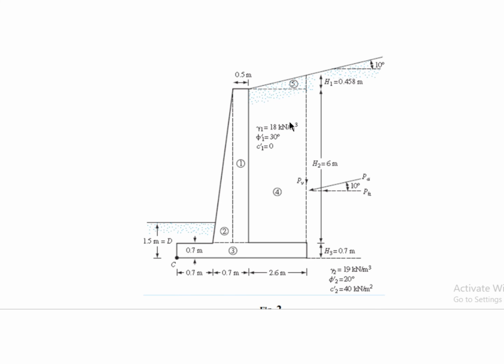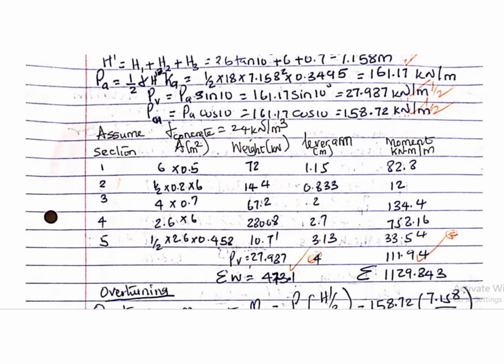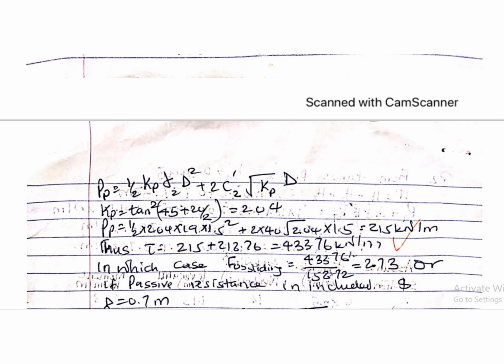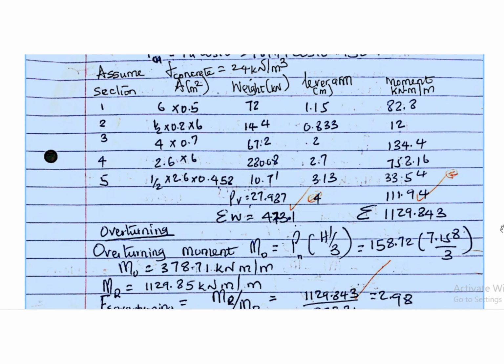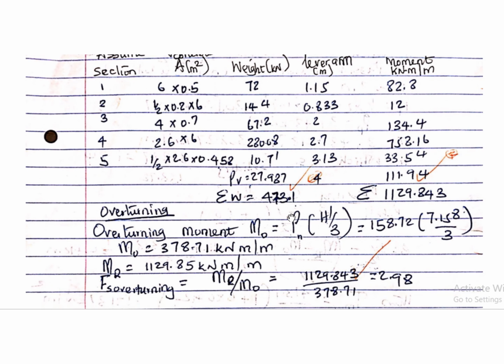So if there's a triangular distribution there, and the value is 158, acting at the overall height. No, triangular distribution from there, acting at h, the overall height, divided by 3. So the result of that is the force times the height, 158.72 times 7.158 divided by 3. So that is the driving moment.